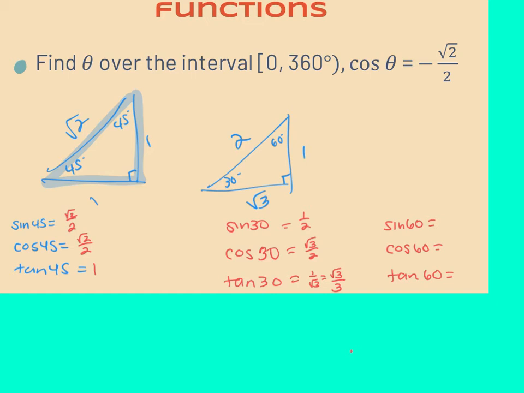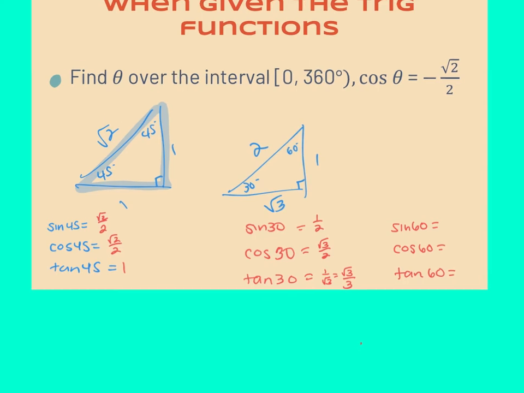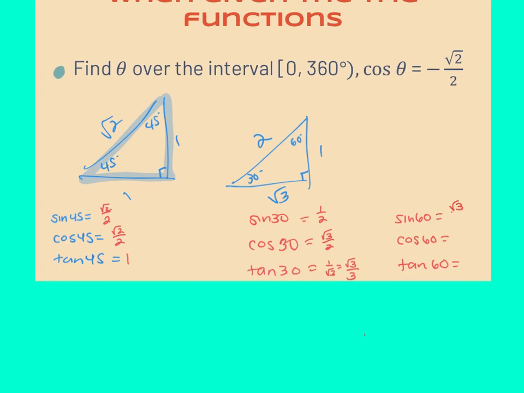And then remember, sine and cosine switch for the 30 and the 60, which means the sine of 60 is the same as the cosine of 30, and the cosine of 60 is the same as the sine of 30. And then the tangent of 60 is the reciprocal of root 3 over 3, which would be root 3. So it's important to understand how to get these, but it's also to your advantage to learn those 9 trig functions.